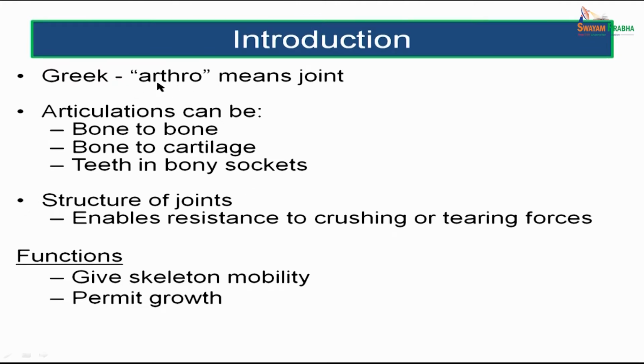The word arthro in Greek means joints. So, what is a joint? A joint means a junction or an articulation between one bone with another bone or one bone with a cartilage or also the junction of teeth in their bony sockets. All these are joints. The joints are made in such a way that their structure allows them to resist forces which are crushing or tearing. Why do we have joints or what are the functions of joints? They allow mobility or movement in the skeleton and they also permit growth.